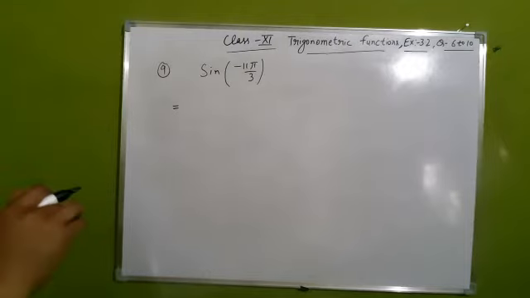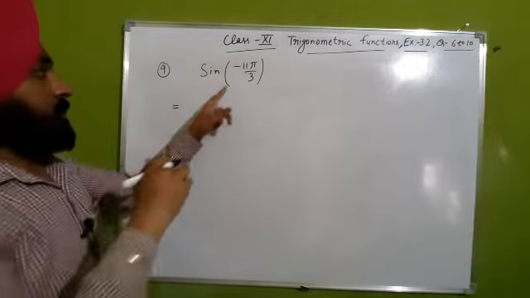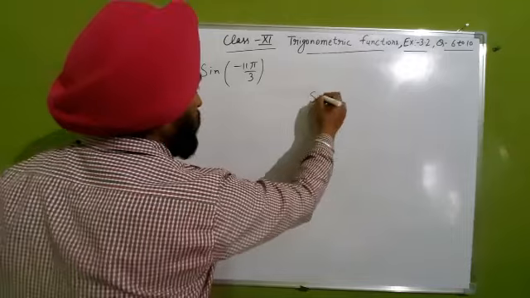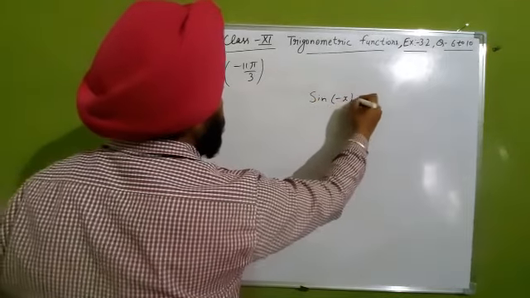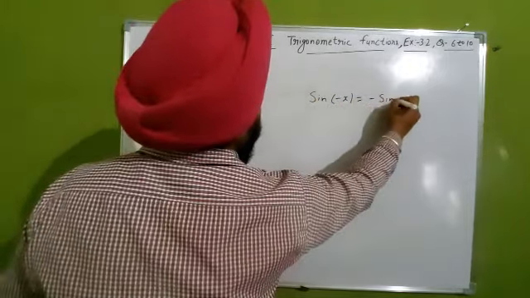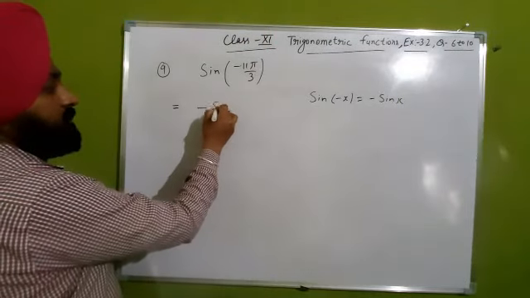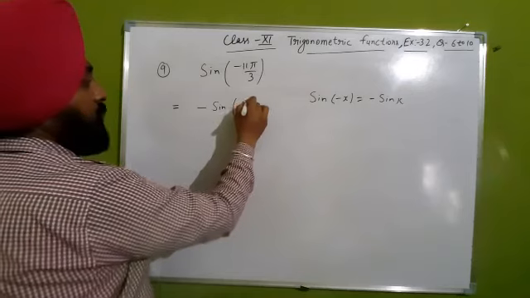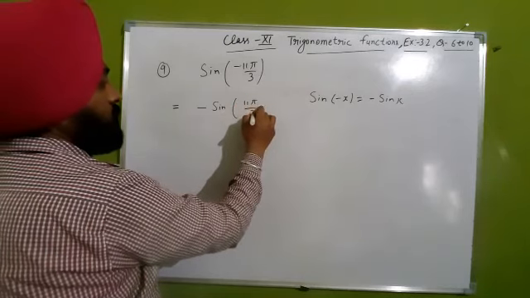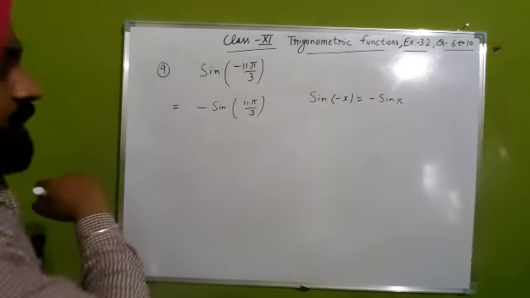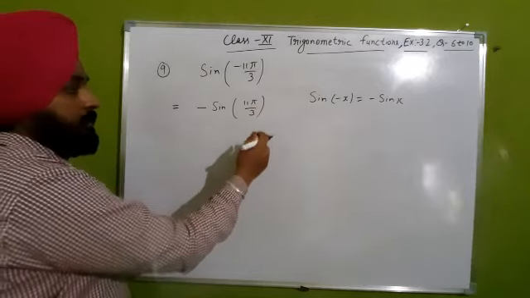Now you can check the ninth question, sine of negative x. Yes, sine of negative x will be negative sine x. So we can write it as minus sine 11 pi upon 3. Clear? So minus sine 11 pi upon 3.